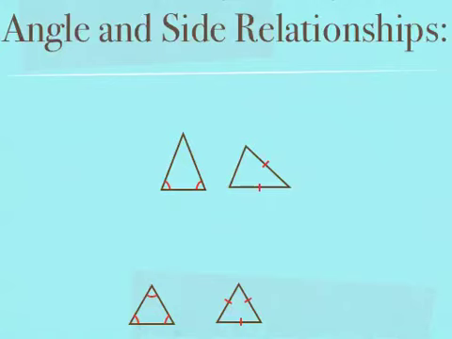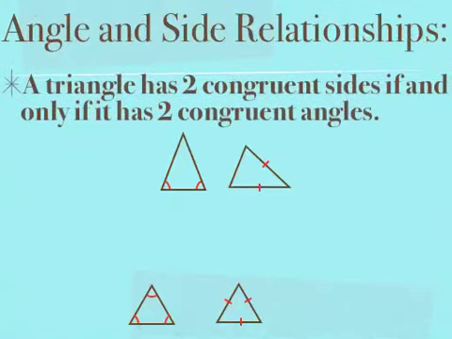The angle and side relationships that I want to point out very quickly about triangles is that a triangle has two congruent sides if and only if it has two congruent angles. So notice below, I could say that the first triangle is an acute triangle, but notice that they've also told me that two of the angles are congruent. Because I am told that two of the angles are congruent, I know that the two sides that are opposite from those two angles are also congruent. So notice opposite means that it's across from the angle.